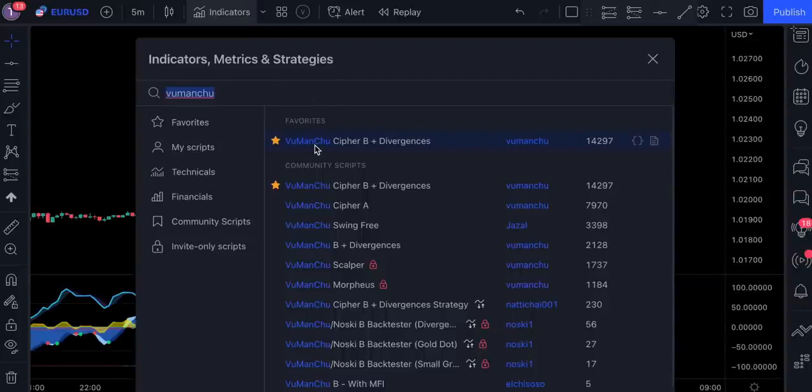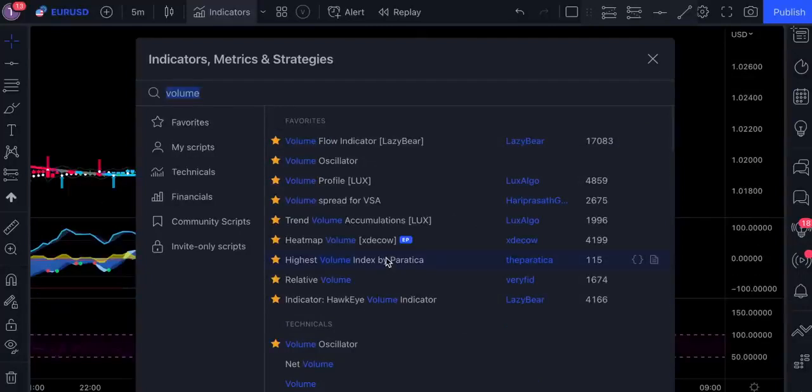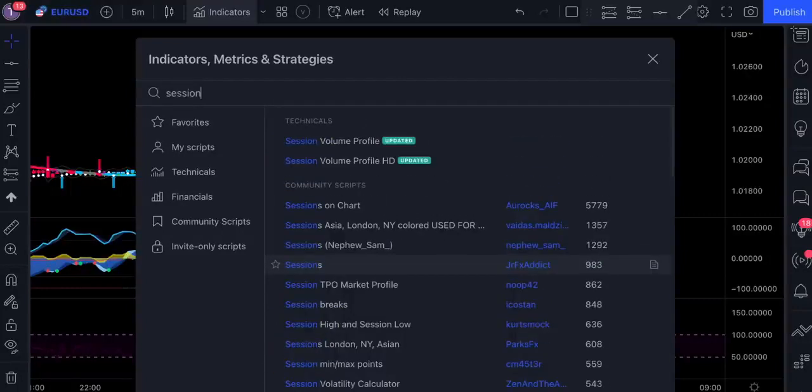For the second indicator, let's select SSL Hybrid. And finally, let's add the highest volume index by Peratica. We also need to add sessions to the chart to know which sessions we're trading on. There is a good indicator called Sessions on Chart by this creator right here.